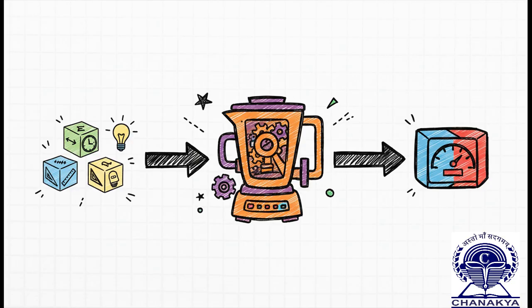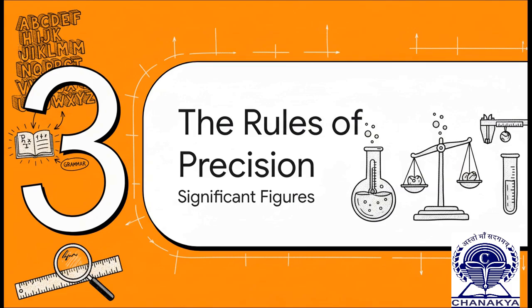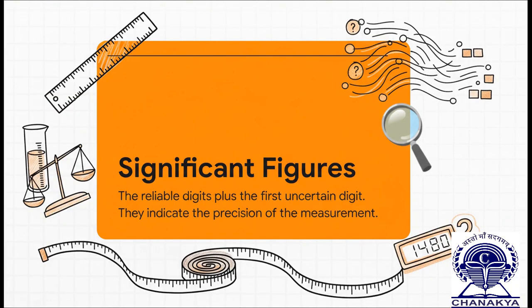Okay, so we've got the alphabet, but just knowing the letters isn't enough, right? You also have to know the grammar. And in the language of measurement, that grammar is all about precision. And its rules are governed by this thing called significant figures. And this is so important. Significant figures are basically how we stay honest in science.